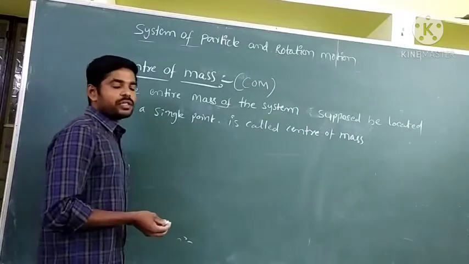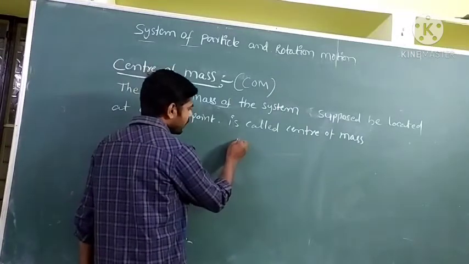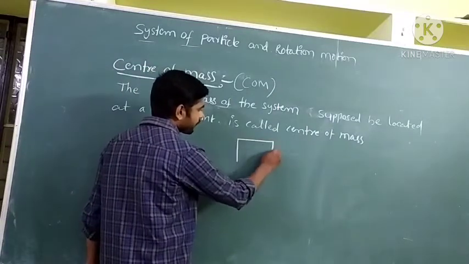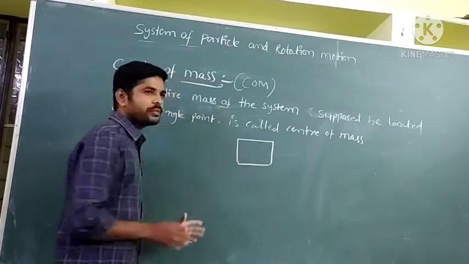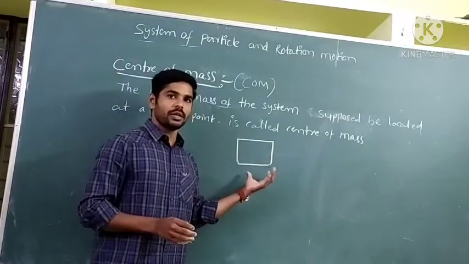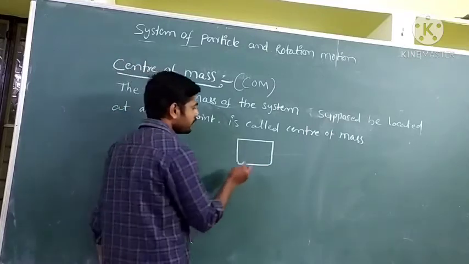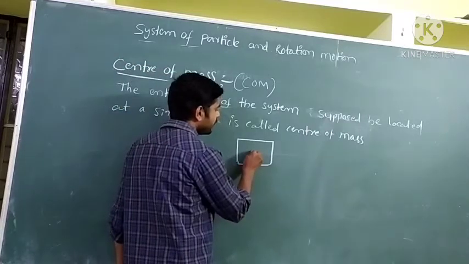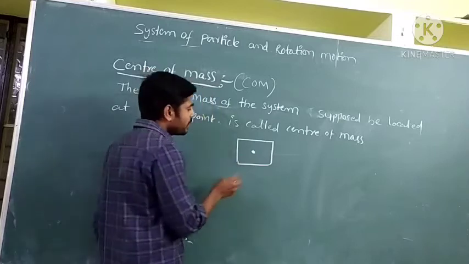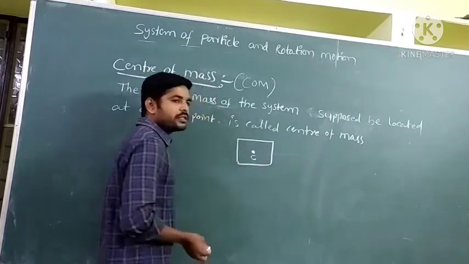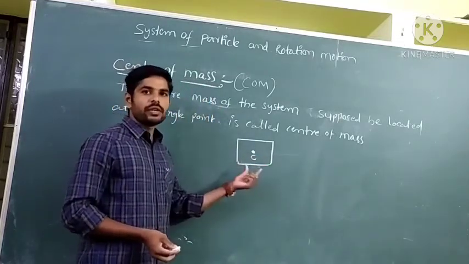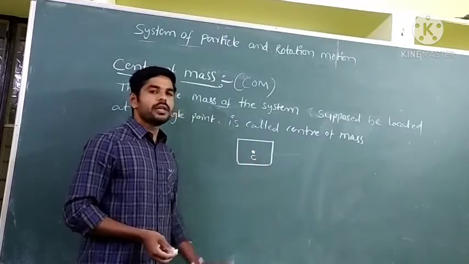We have a number of examples. Just now we took that duster, right? It has a particular shape, which we can call rectangular. Where is the center of mass located? It is exactly at the center. You can see it is the center of mass, wherever the entire mass can be located in the duster.